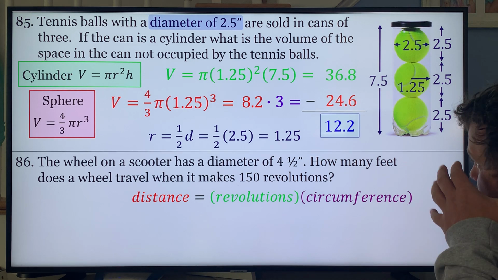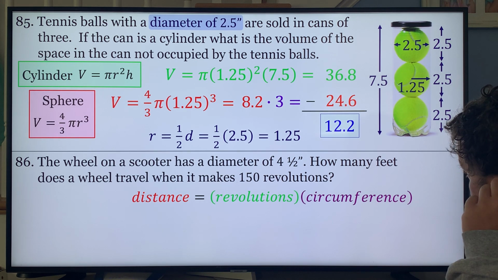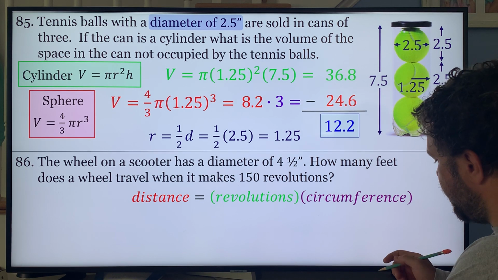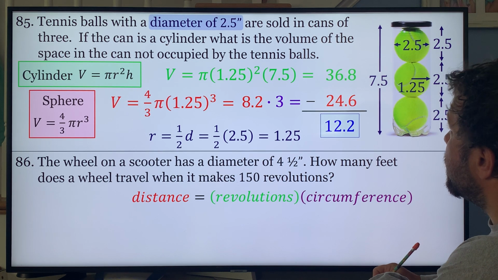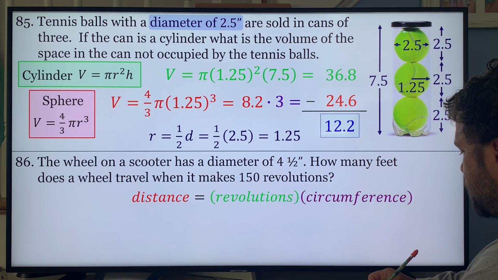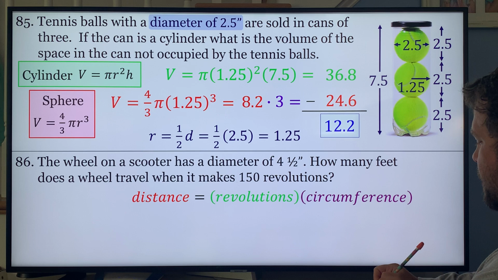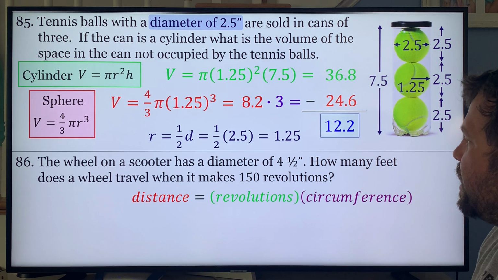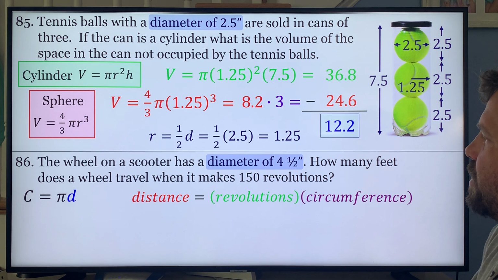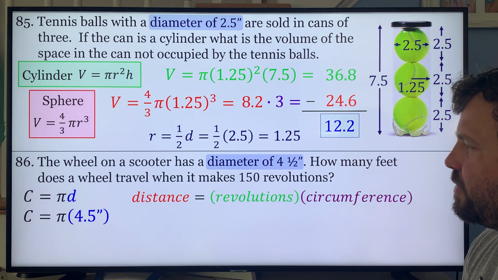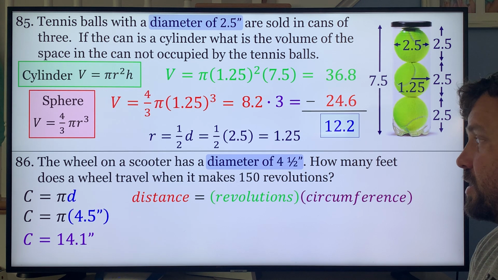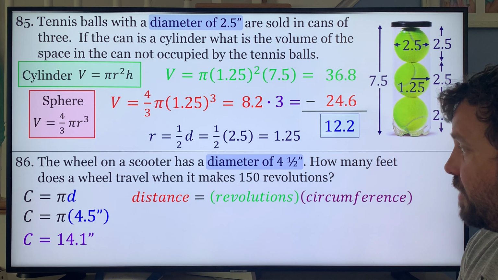Almost there. The wheels on a scooter, we just did this one, have a diameter of 4.5 inches. All right? And 85, that's cubic inches. I gotta get better by writing down my units. The wheels on a scooter have a diameter of 4.5. So circumference is pi times diameter. Diameter is 4.5, so it's pi times 4.5 inches, right? So it's 14.1 inches is the circumference, all right?